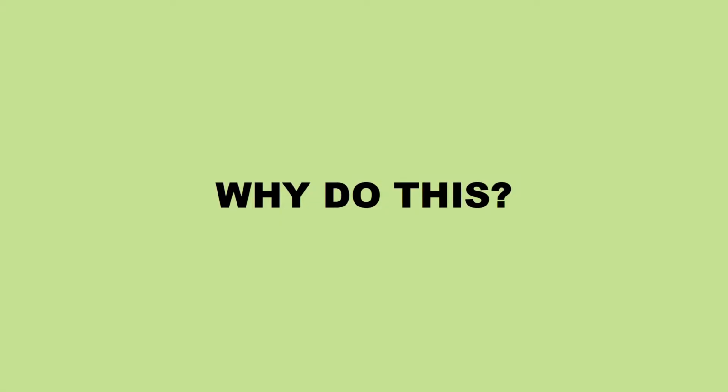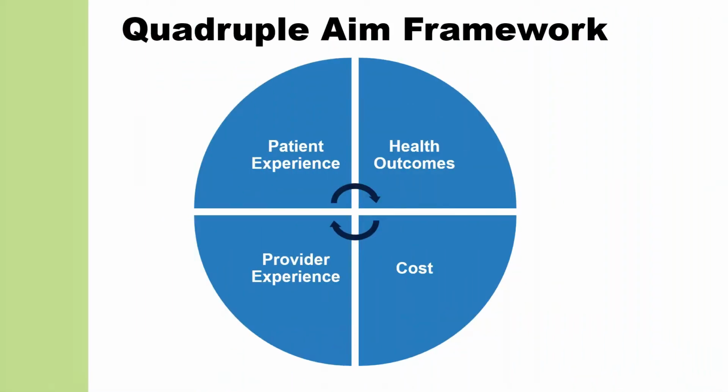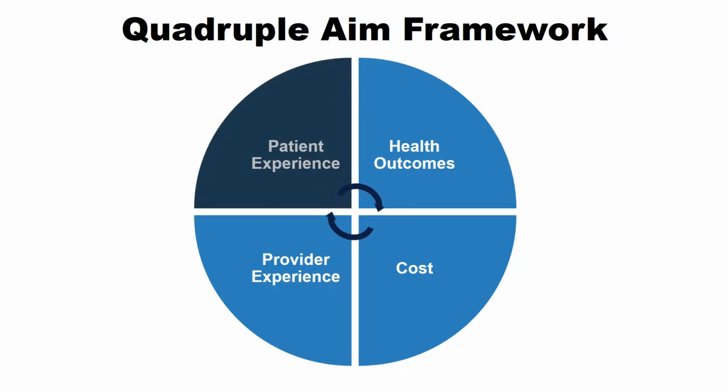Why do this, you may be asking? Well, do you know the current state of patient experience in your OHT? Would you like to know? Ontario is advancing the quadruple aim as a framework for health system improvement and accountability, which includes patient experience as an essential component. Improving patient experience is a primary reason for implementing Ontario health teams.